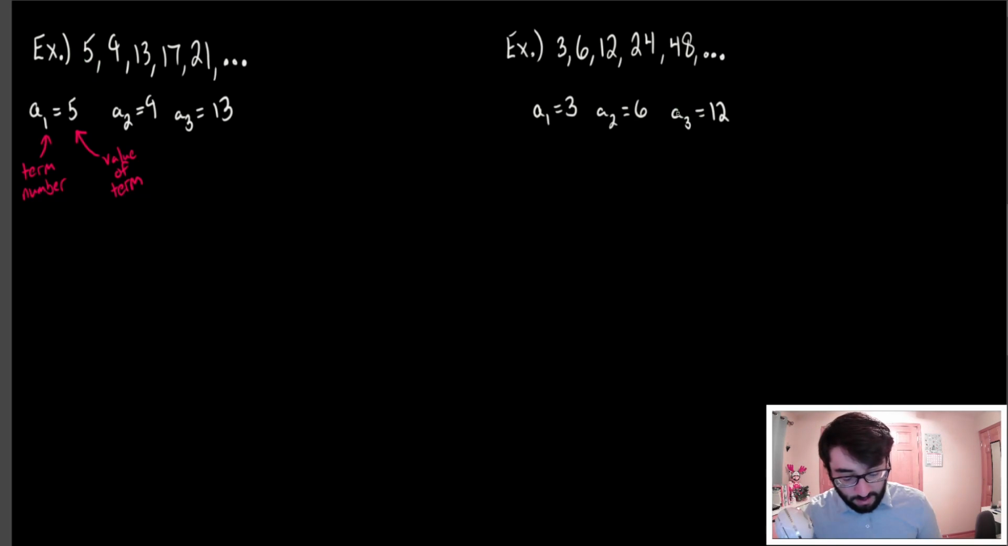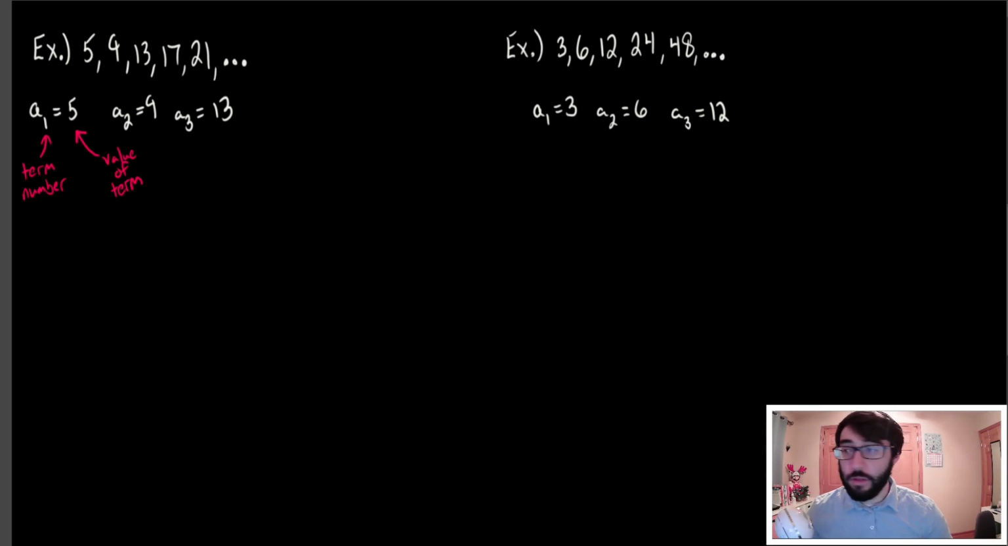Over here, I see a sub 3. That's how we pronounce it. A sub 3 is equal to 12. Well, 3 is the term number because we're talking about the third term, and the third term is 12. Now, that is how we identify a specific term and we write it out. We are going to be using subscript notation a lot here.